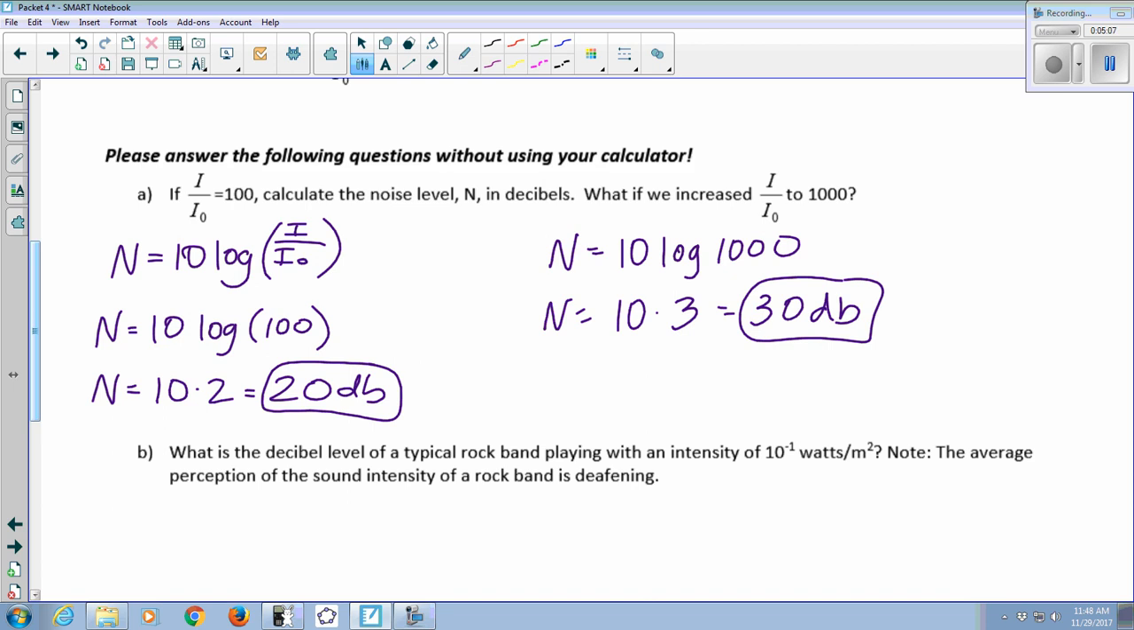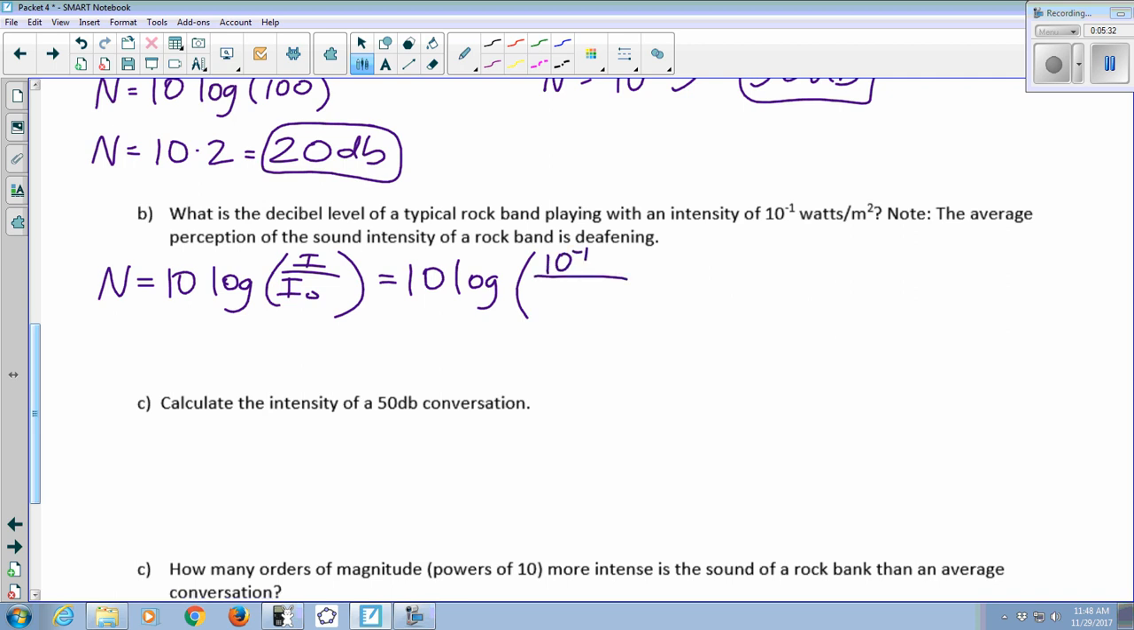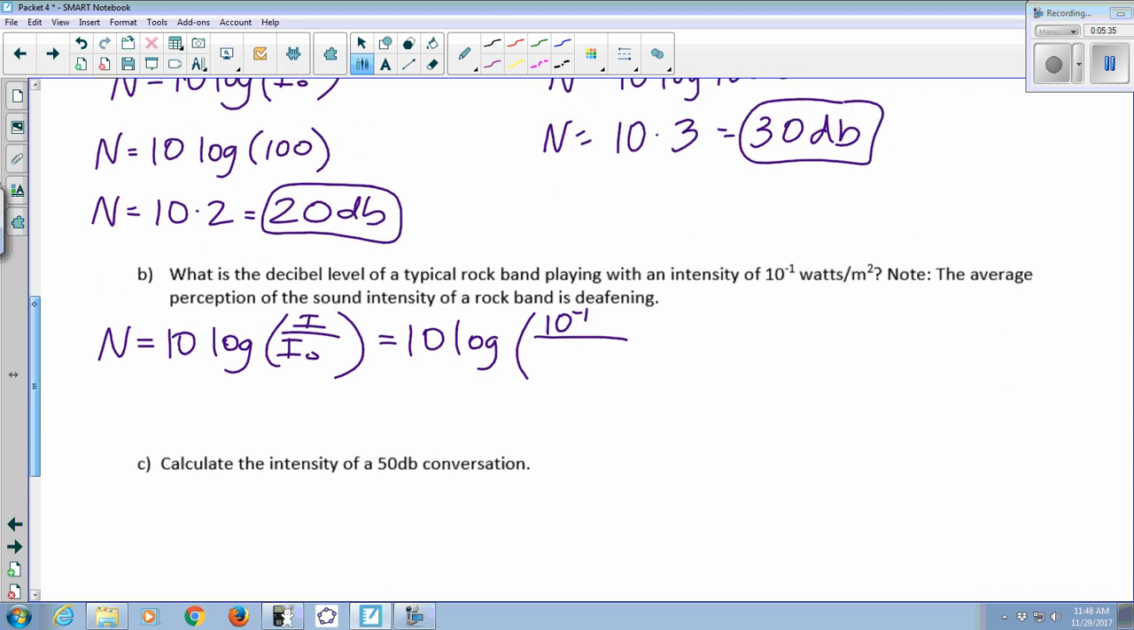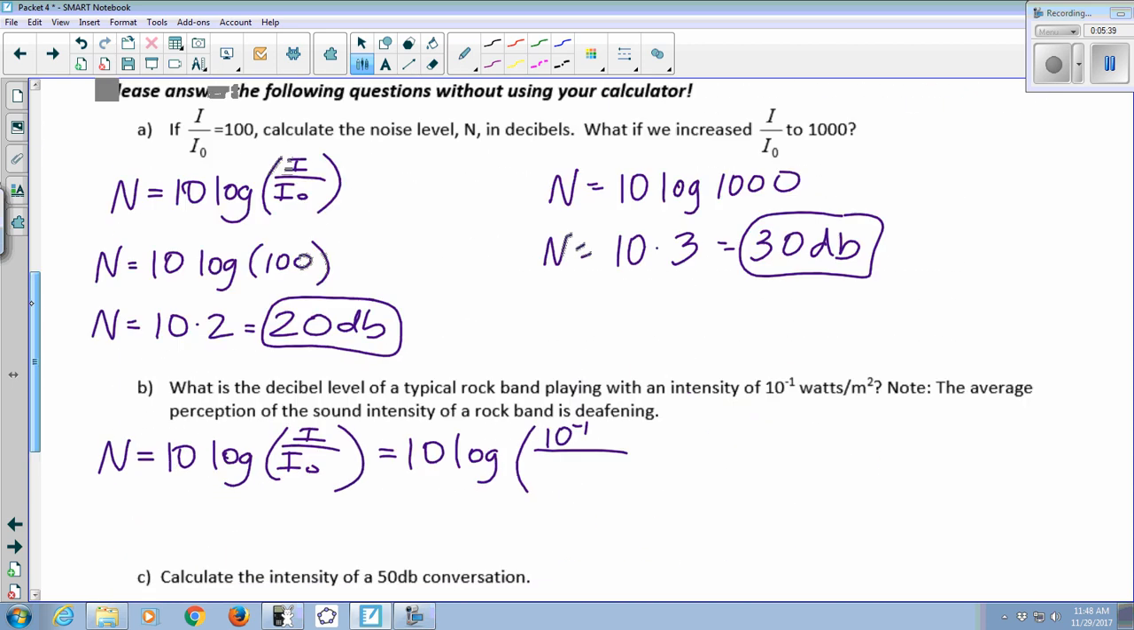What is the decibel of a typical rock band if its intensity is 10 to the negative 1 watts per meter squared? So here's my formula. N is 10 times the log of I over I naught. And I'm going to put in the stuff that I know. So 10 times the log. The intensity of my sound is 10 to the negative 1. The intensity of my reference sound, I naught, they told me earlier here, was 10 to the negative 12.